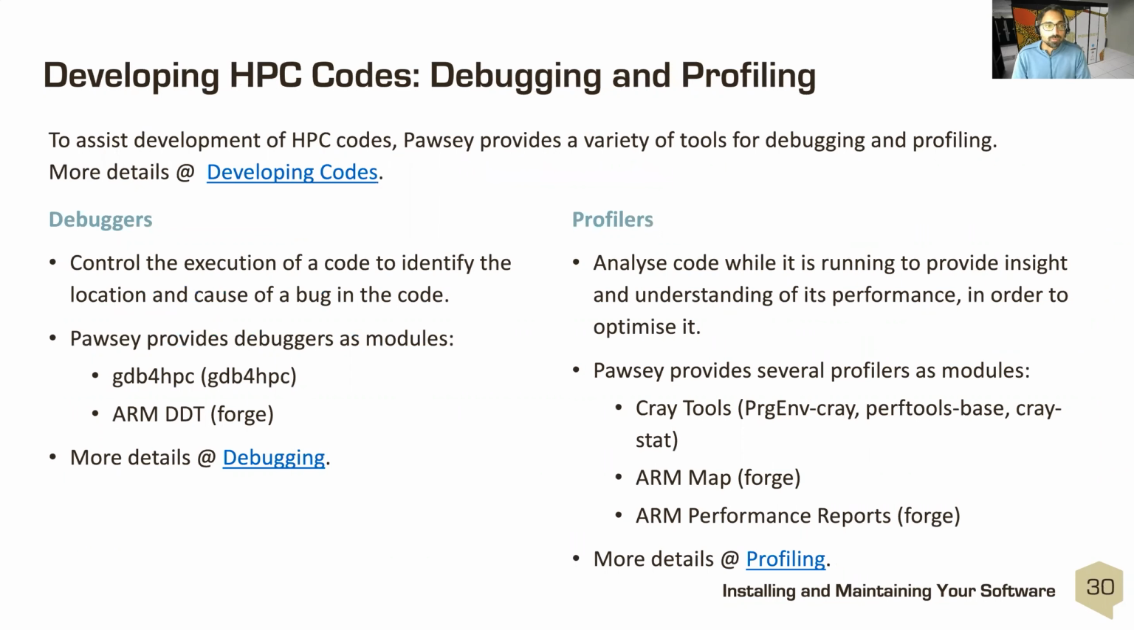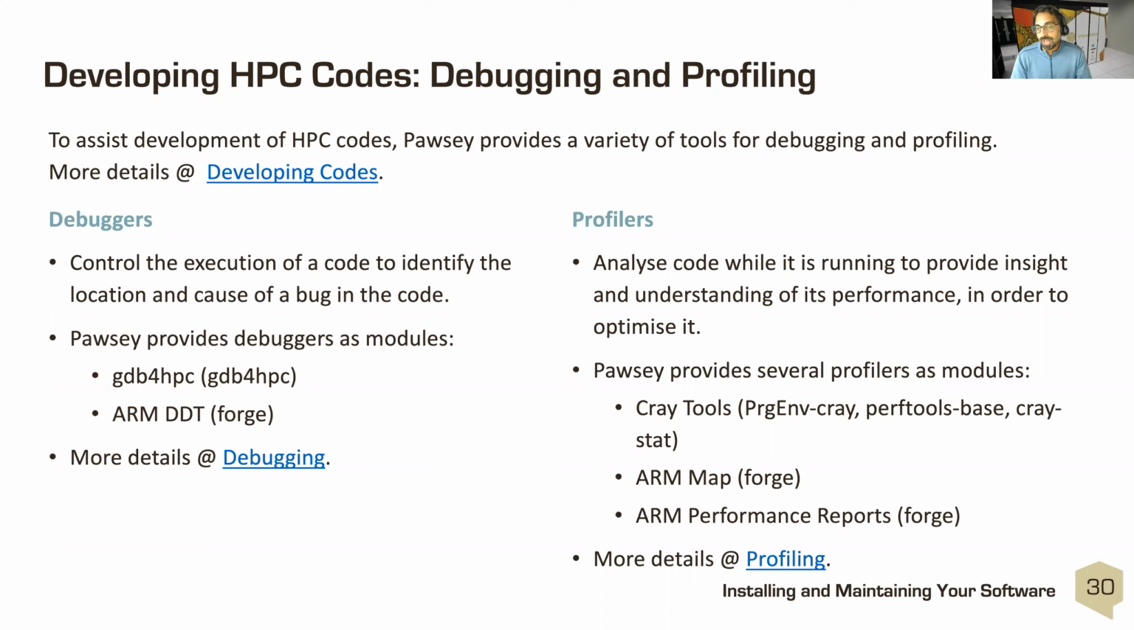Software development tools. Pawsey provides a couple of debugging and profiling tools to assist with developing HPC codes. There are debuggers, which control the execution of the code to identify the location and cause of bugs in the code. Pawsey provides debuggers as modules, like GDB for HPC and ARM DDT, which comes through the ARM Forge bundle. There's a lot more information about debugging in our documentation.